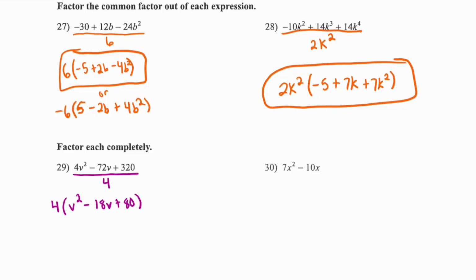Now, this is factor each completely. Let's look at this parentheses inside and see, is there a way to split this into 2 parentheses? And there is, because we're going to say what multiplies to get 80 that adds to get negative 18, which would be negative 8 and negative 10. And then this 4 drops down and is still in front. This is my answer.